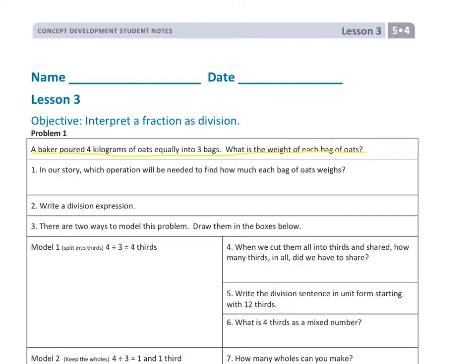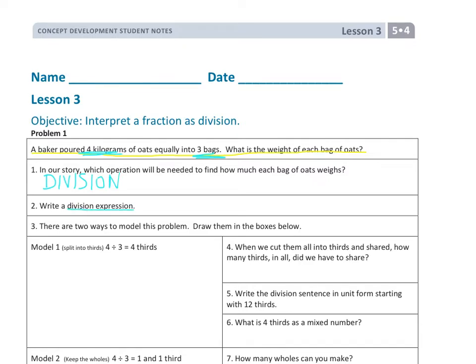So in our story, which operation will be needed to find out how much each bag of oats weighs? Well, we have 4 kilograms, and we're putting them into 3 different bags. We're dividing our 4 kilograms into 3 different bags. So since we're dividing something into groups, we know that we're going to be using division. So write a division expression.